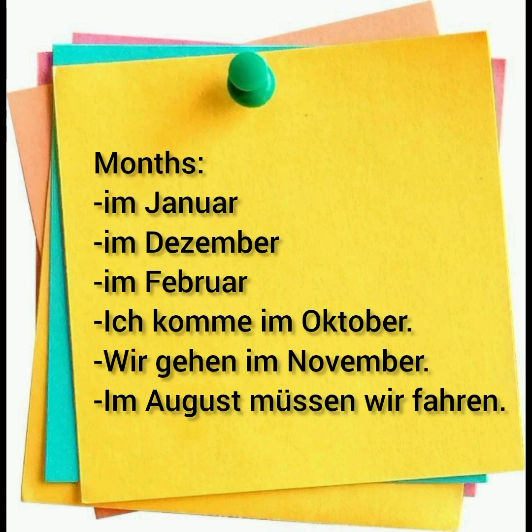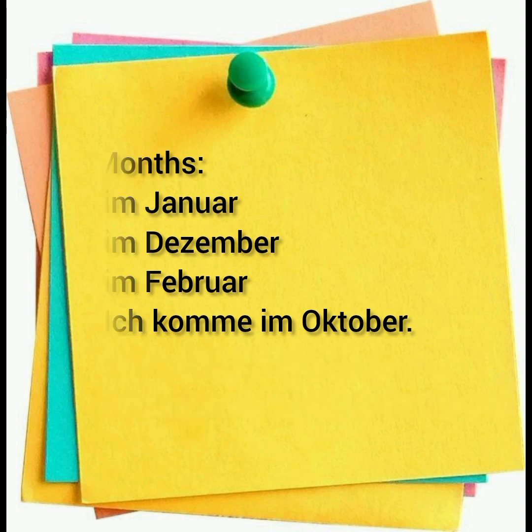Number one, we use im with months. When you're talking about months, we use im. Examples: im Januar, in January. We have im Dezember, we also have im Februar. So remember, the first use of im is with months. Still some more examples: Ich komme im Oktober. Wir gehen im November. And im August müssen wir fahren. So please take note of that.